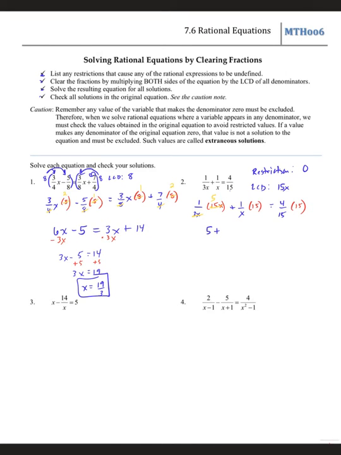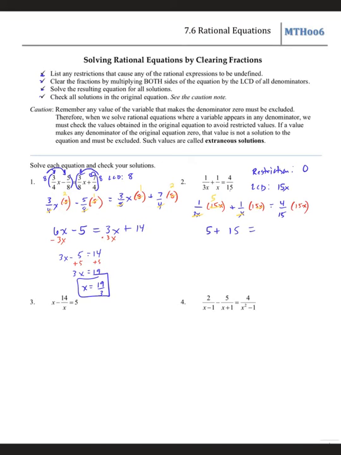Oh, that should be a 15x there. Let me just change this a little bit. That should be 15. Here, I forgot my x over here as well. Sorry about that. This should be 15x and 15x. There we go. Now this will work better. X goes into 15x. The x's cancel. 1 times 15 is 15.